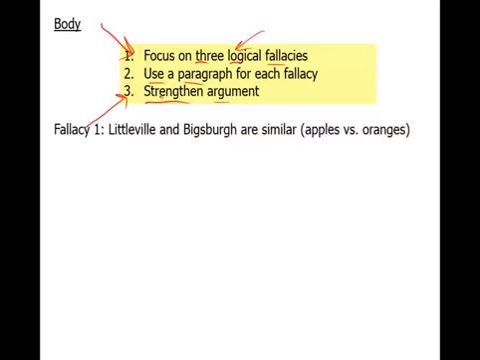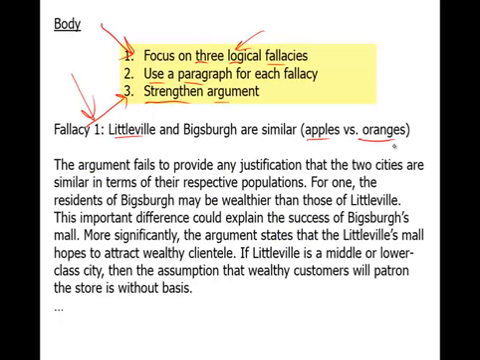So let's take a look here at the first fallacy that we identified in the previous video with the brainstorming. And that fallacy was Littleville versus Biggsburg, and the assumption that they're similar, or as we called it in a previous video, the apples versus oranges fallacy. So how do we actually turn this fallacy into a nice paragraph? Well, there we have it.